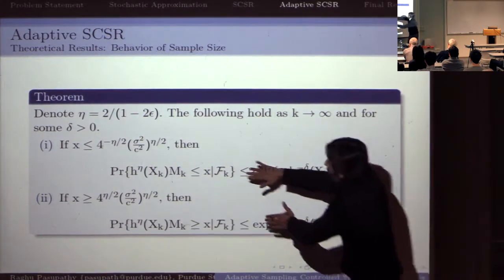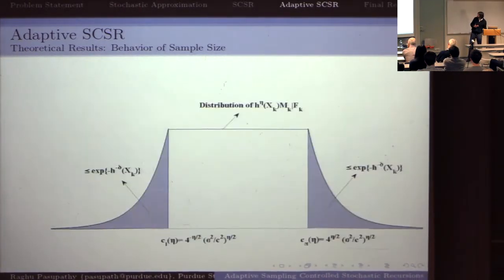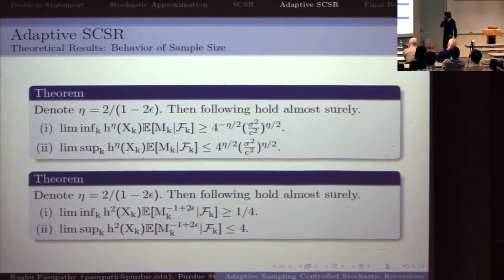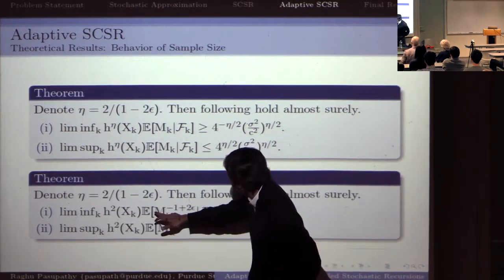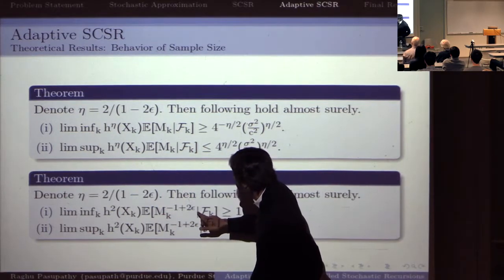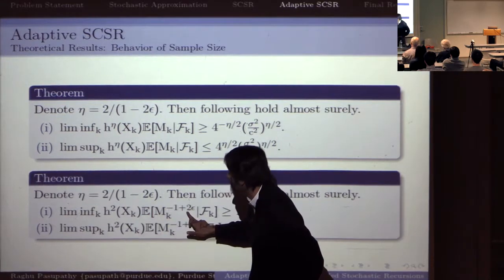So this distribution has been quantified this way, and so you can talk about the expectation of mk and mk inverse, which is what we do here. Notice here that the expectation of mk inverse looks very much like h raised to negative 2 with an inflation constant.